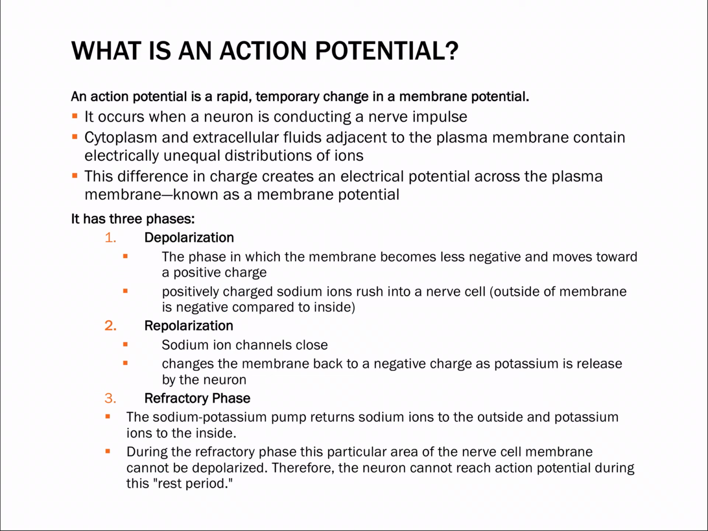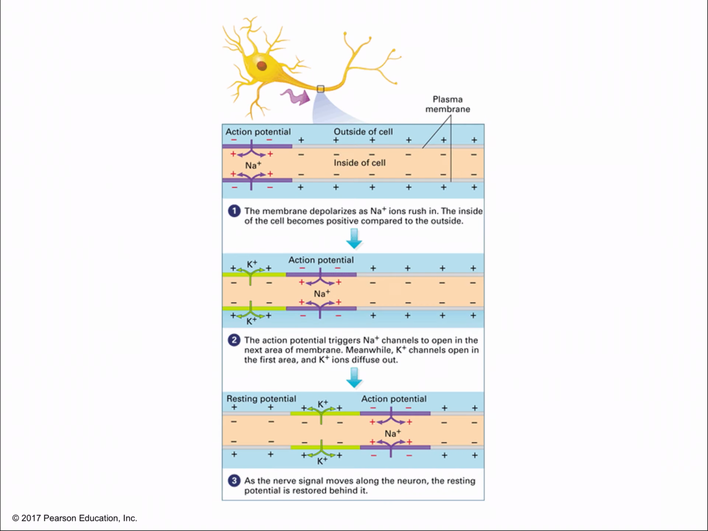After depolarization, repolarization takes place, closing the sodium ion channels. Okay, and now we end up going back to a negative charge on the membrane. Potassium is released in this stage. And then lastly, the refractory phase, where the sodium-potassium pump actively transports sodium and potassium ions to restore the nerve cell membrane. Okay, so just recognize those three phases. And this is what's happening here.